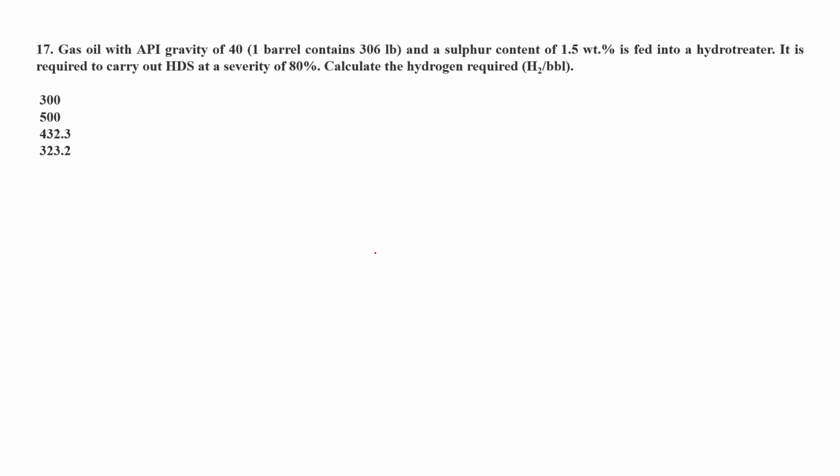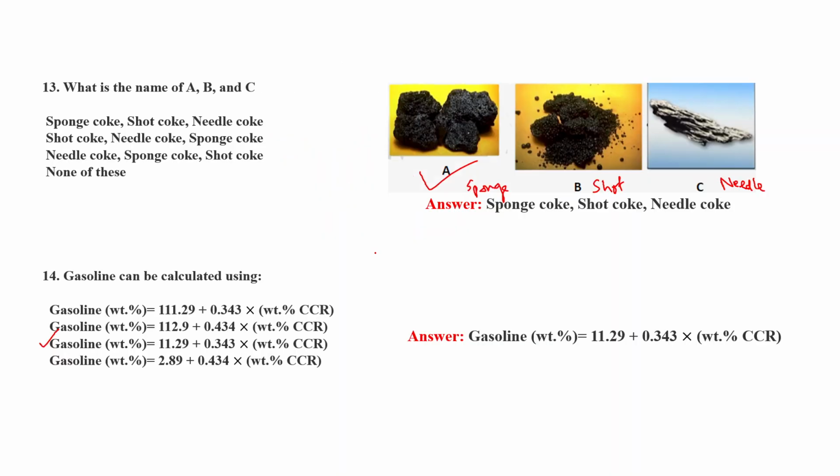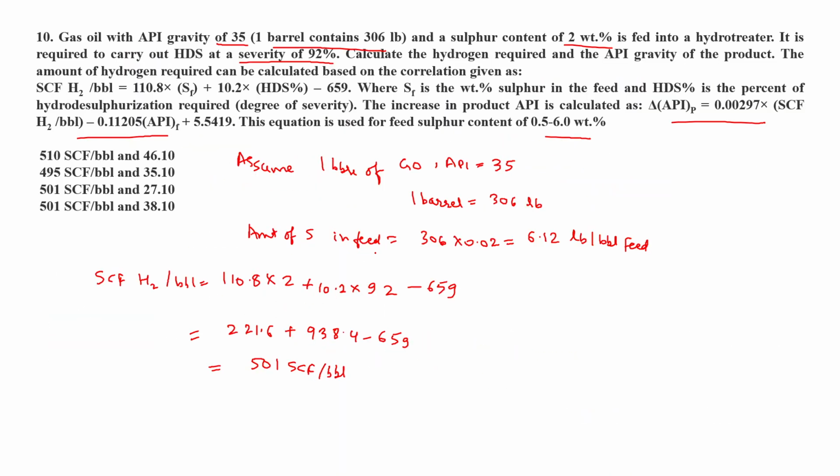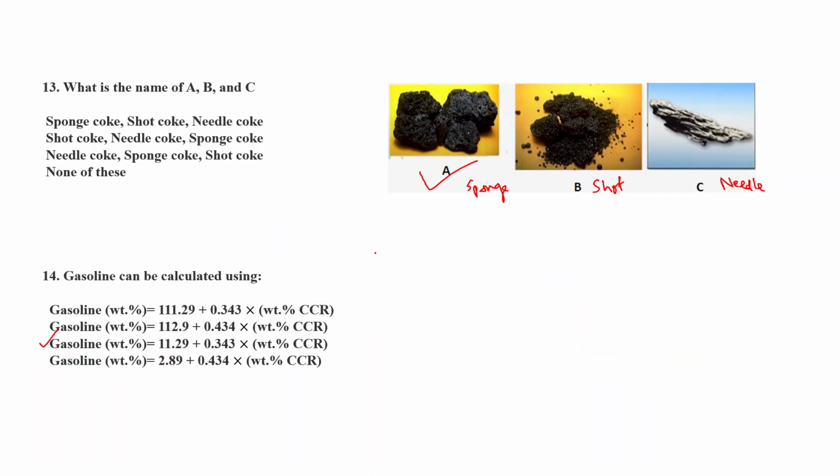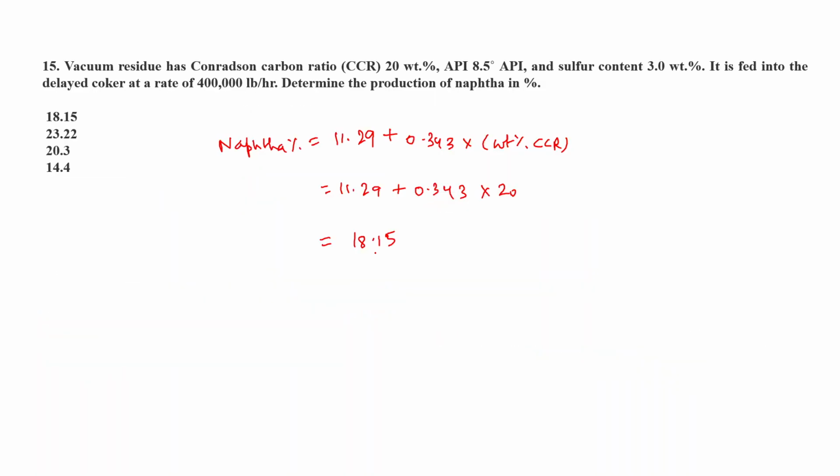Coming on to the next question, which is gas oil with API gravity of 40. One barrel contains 306 pounds and a sulfur content of 1.58% is fed into a hydrotreater. It is required to carry out hydrodesulfurization at a severity of 80%. Calculate the hydrogen required. Similar question we have done in this question. It was similar, but one more thing was asked: API gravity of the product. So in this, we only have to calculate the hydrogen required.